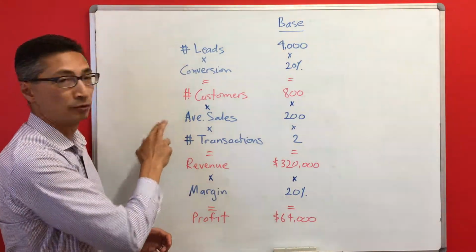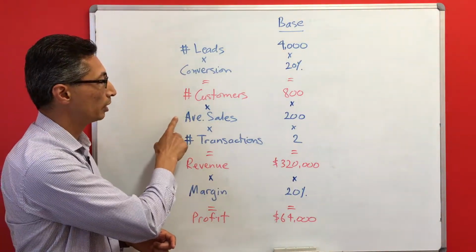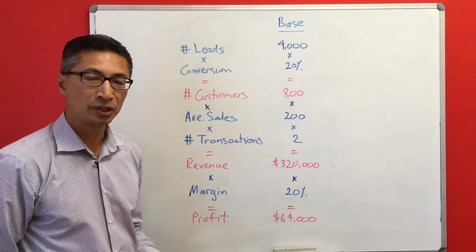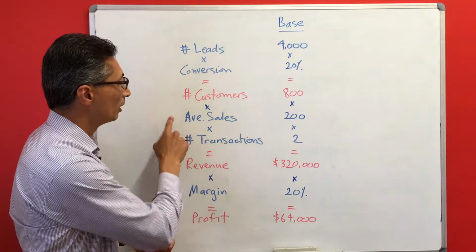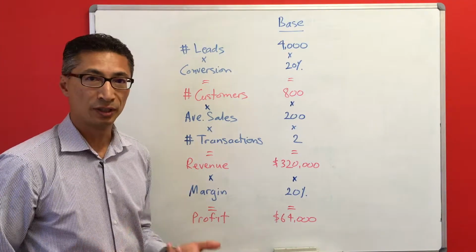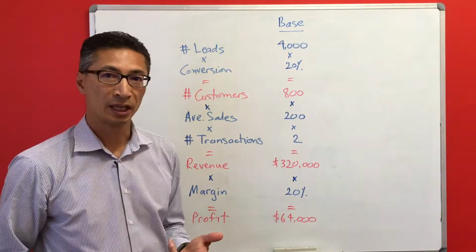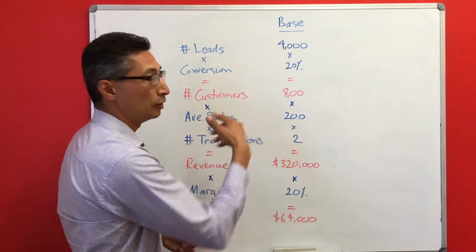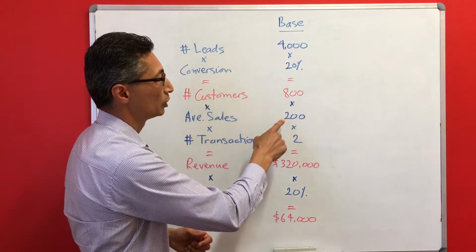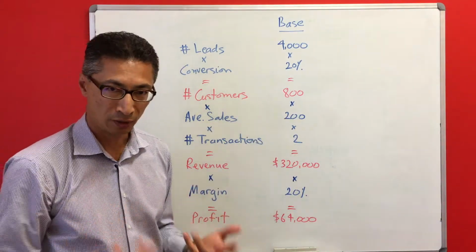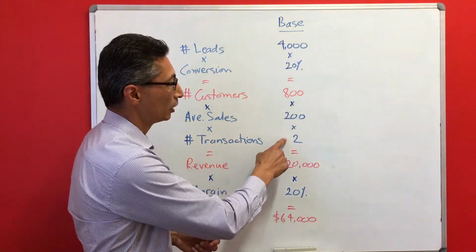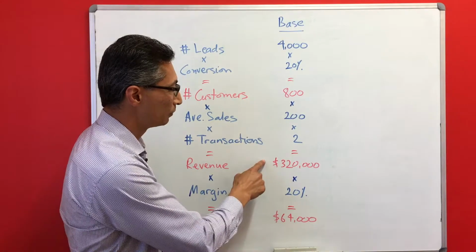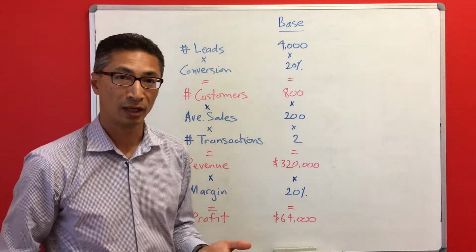We then take the number of customers and multiply it by an average sales figure, the average sales value at each transaction. And we multiply that by the number of transactions every year, so how many times a customer comes back every year. In this example, we have 800 customers times a $200 spend every time they transact with the business. They transact twice a year, and that gives us a revenue figure of $320,000.